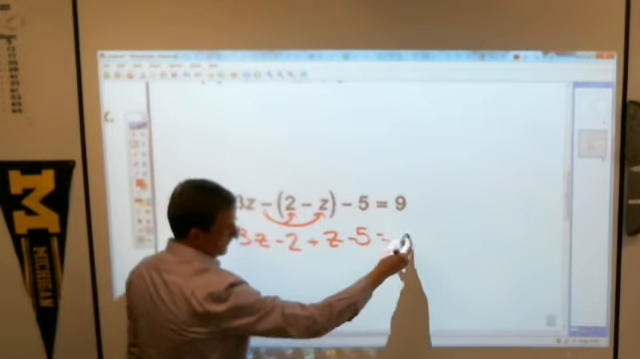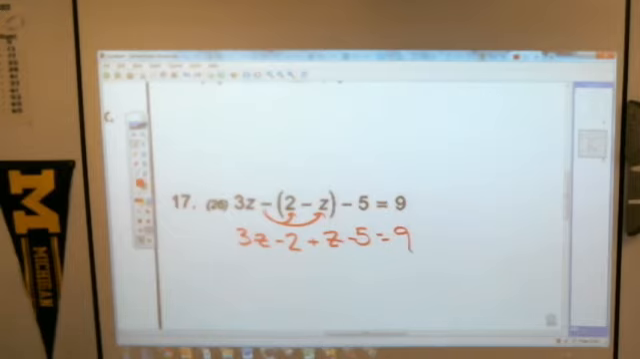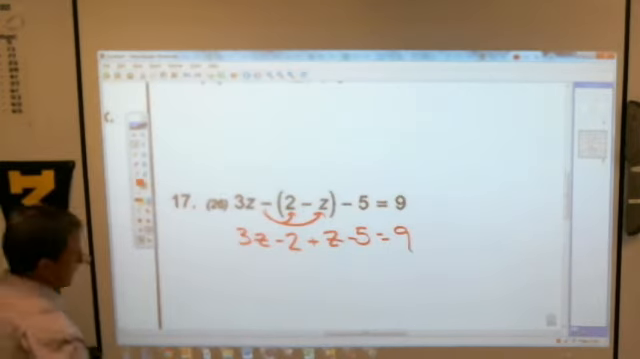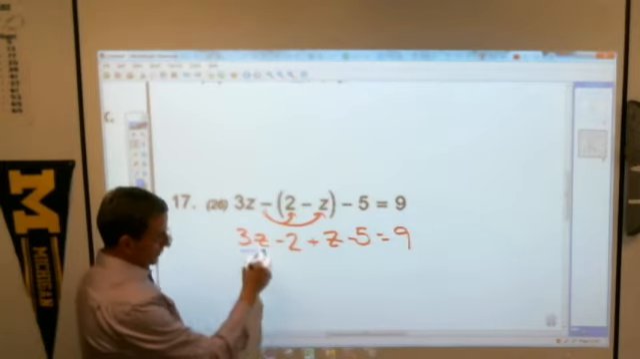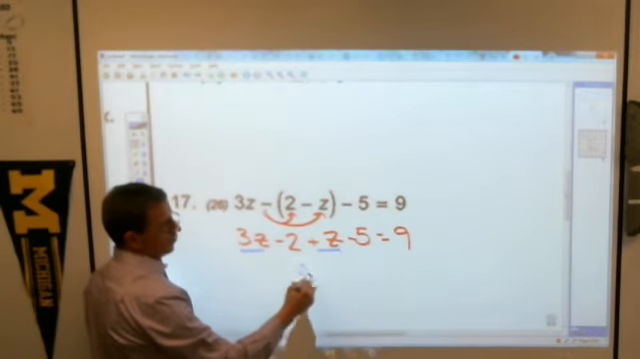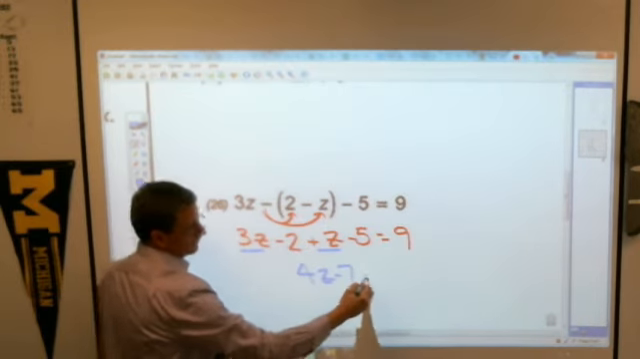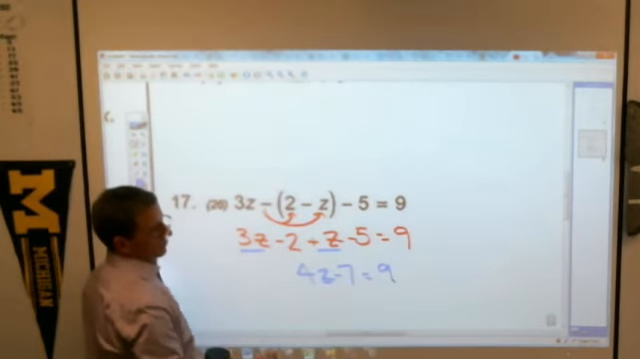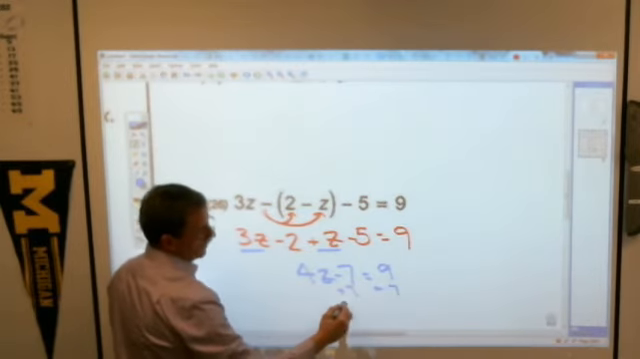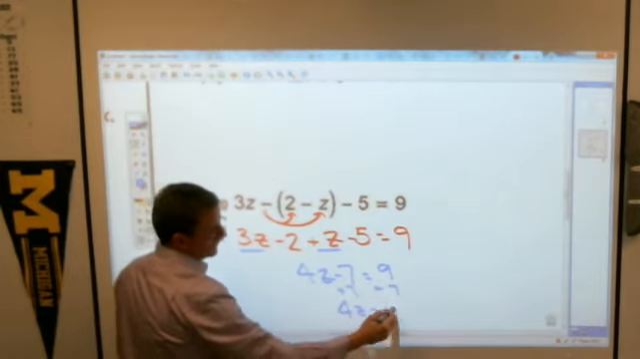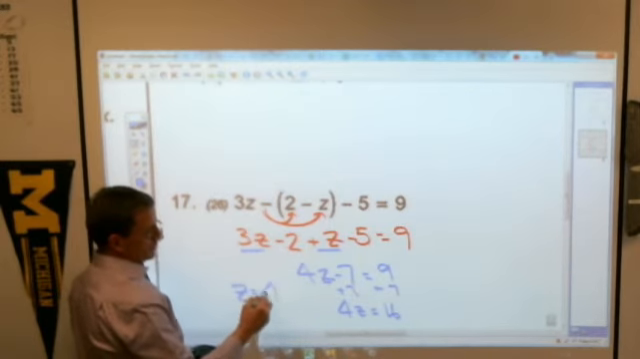Minus 5 equals 9. Are you with me on that? Yeah. Then you'd have to combine like terms. 3z plus z is 4z. Negative 2 and negative 5 is a negative 7. And then work it from there. Add 7, so 4z equals 16. z equals 4.